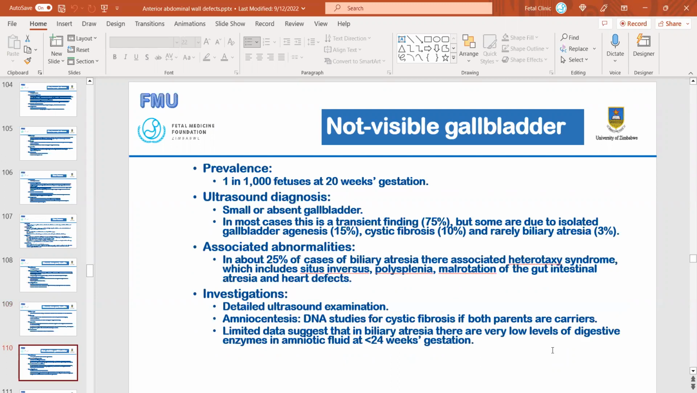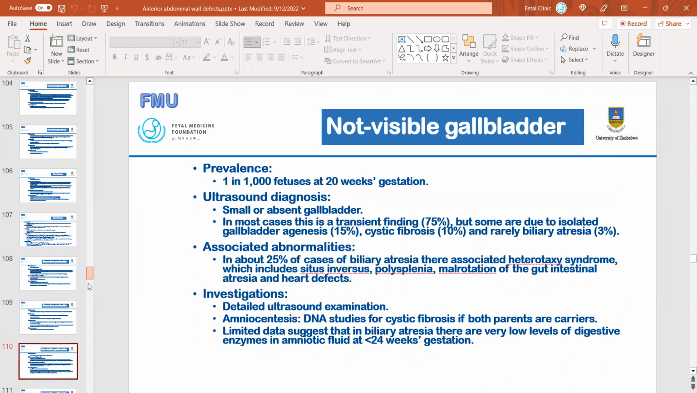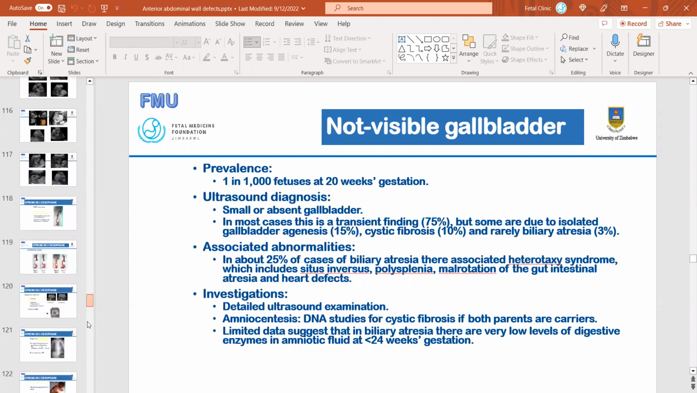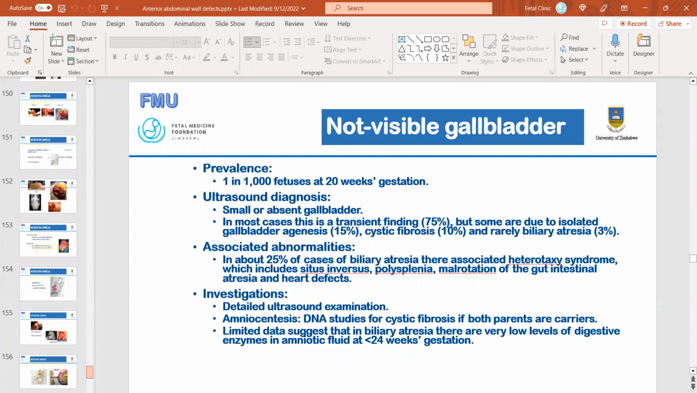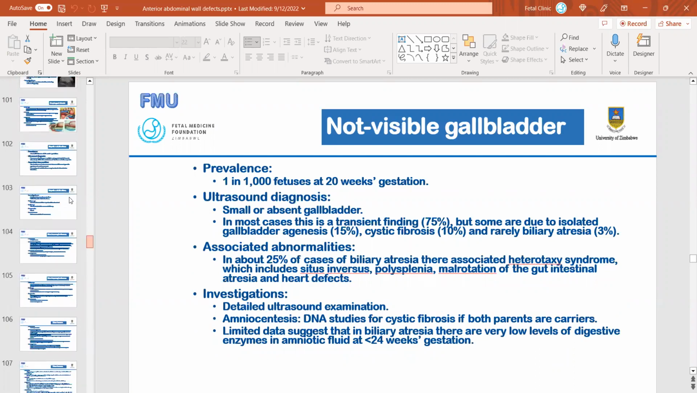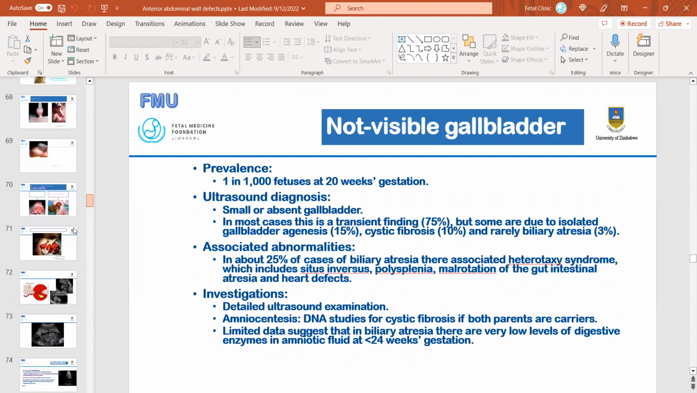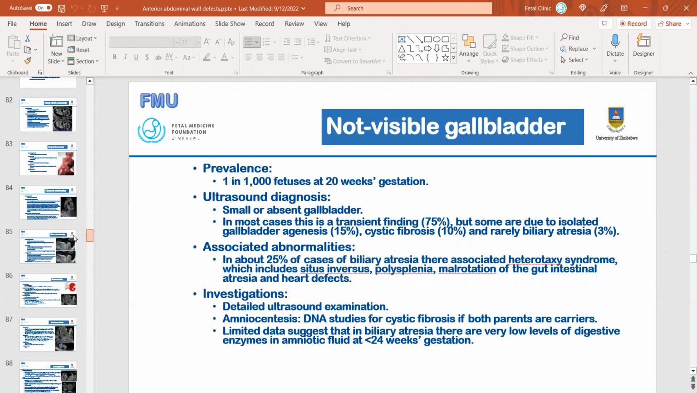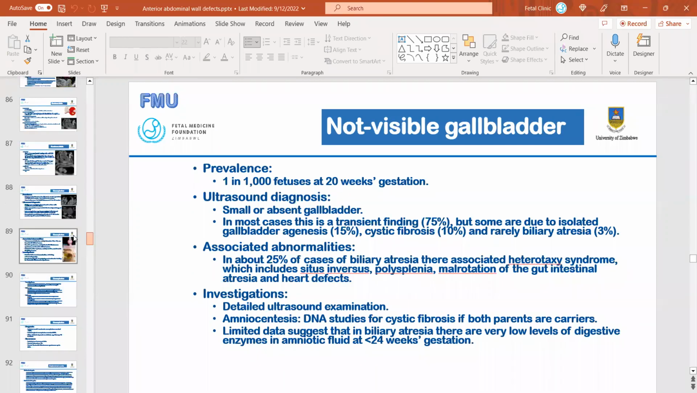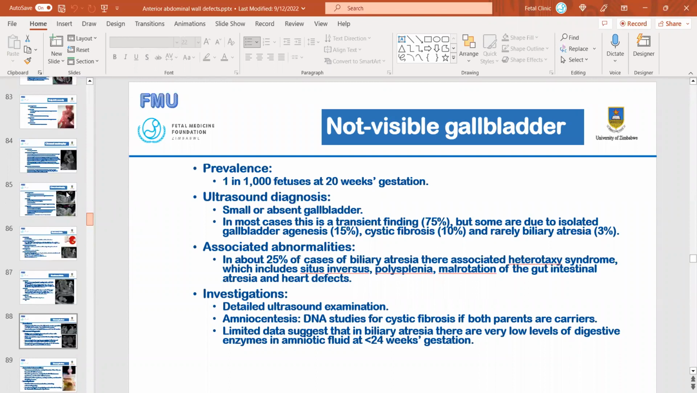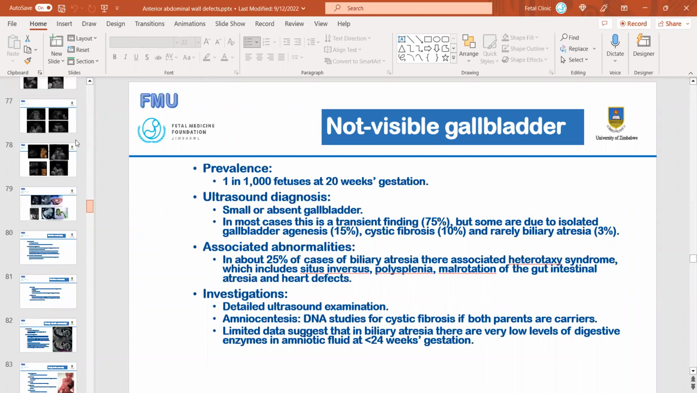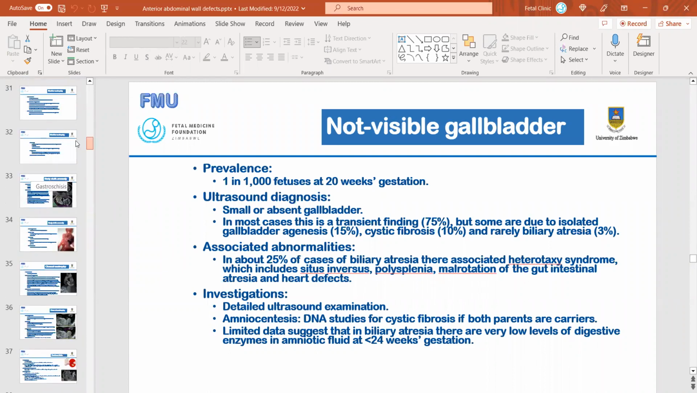I still have more slides to go. It's now 5 to 9. I'm thinking I should stop. Next week, I should be able to finish what remains of this topic. So I'm going to stop here. Then next week, we'll finish what remains of this topic.